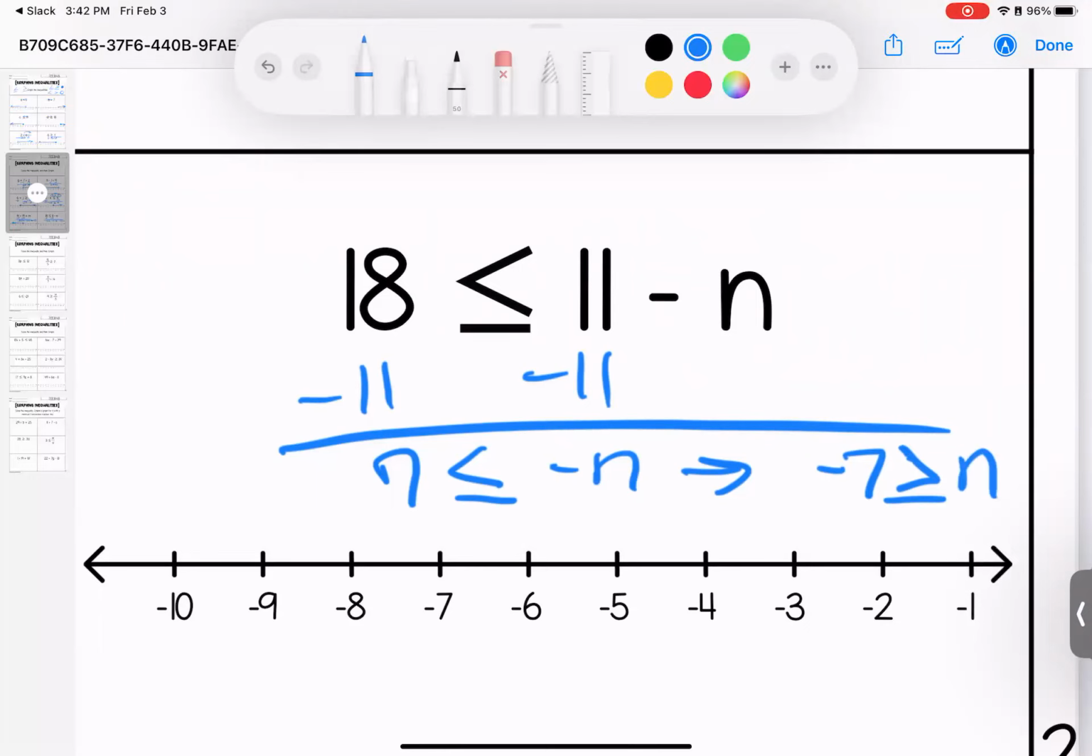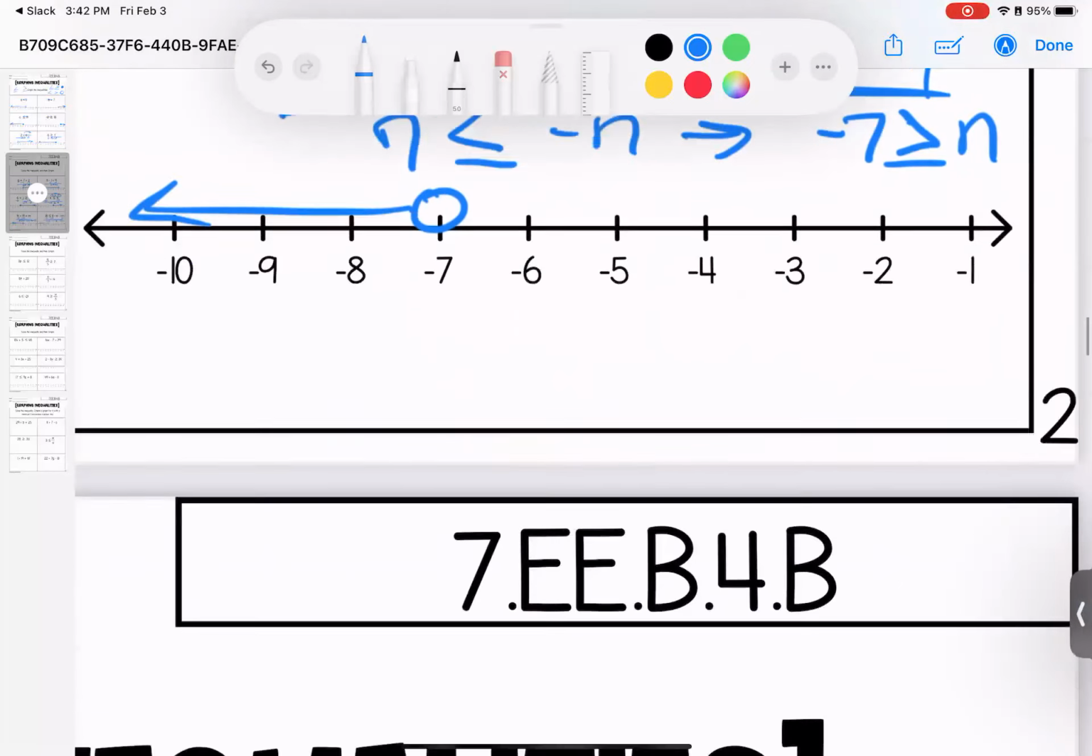I'm going to find my -7, and I'm going to draw my arrow the opposite direction because I didn't double flip this. You could, if you got to here, that's okay, but just for my friends that like to flip it, n goes here, -7, and I'm going to flip my sign. Okay, so n is less than or equal to -7.